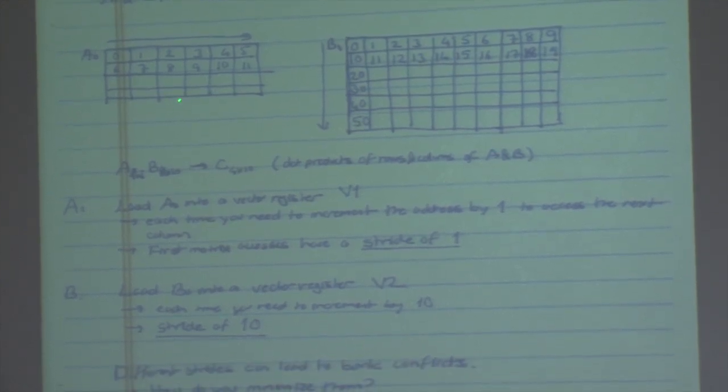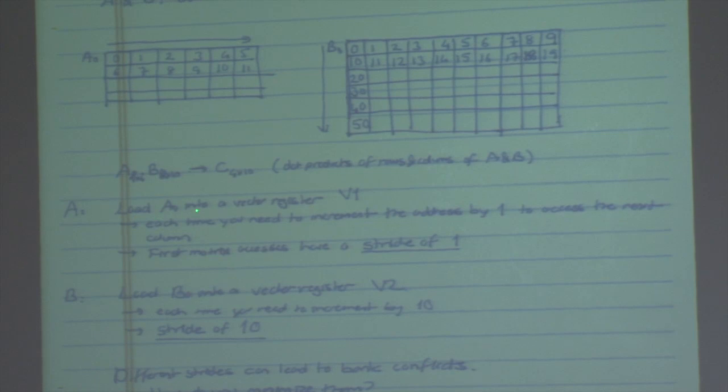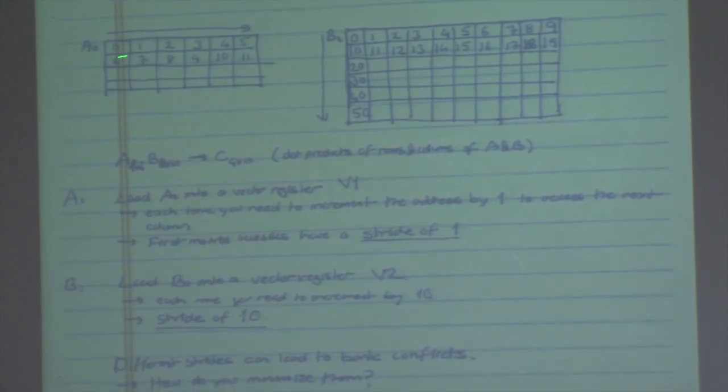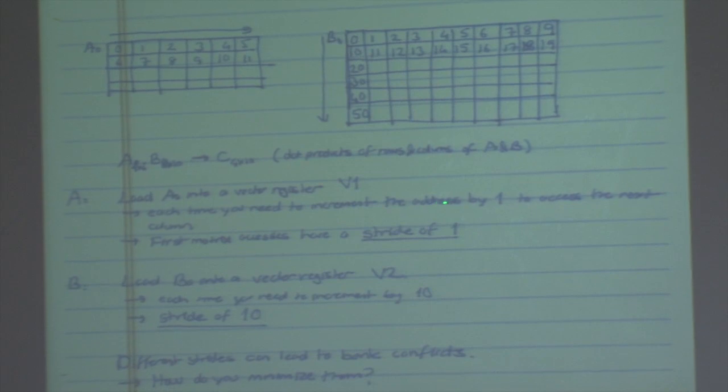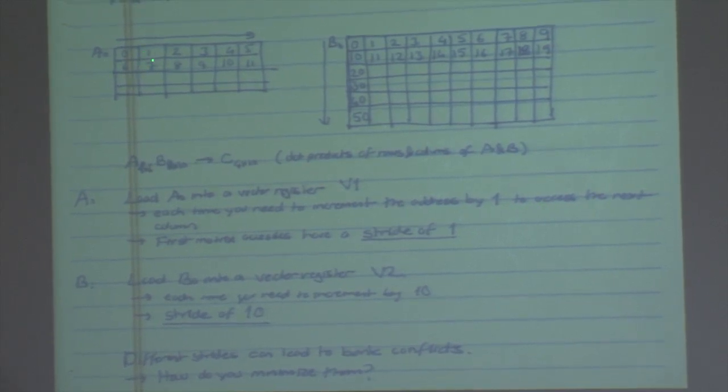So in order to do this multiplication, first we need to load A0 into vector register 1. And each time you need to increment the address by 1 to access the next column, right? So the first matrix accesses have a stride of 1, right? Whereas to do this, you need to load B0 into a vector register V2, but you need to load a column of this, which means that the consecutive elements that you need to access are 10 apart from each other, right? Which means that you have a stride of 10, right? So you need to set the stride based on how you're accessing it.